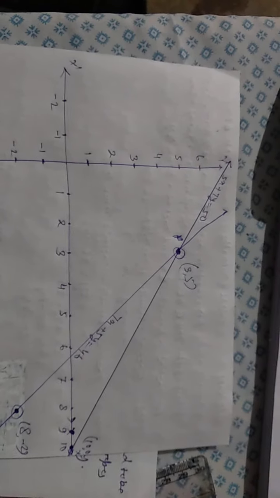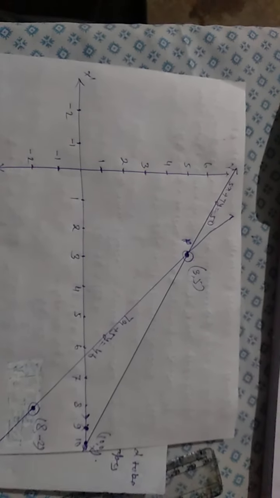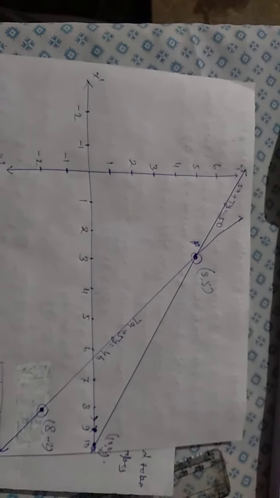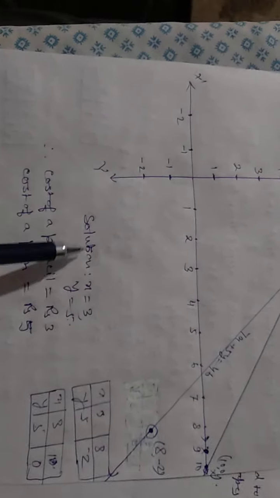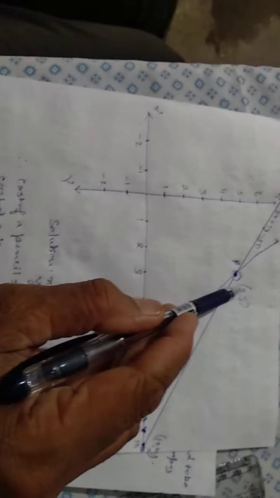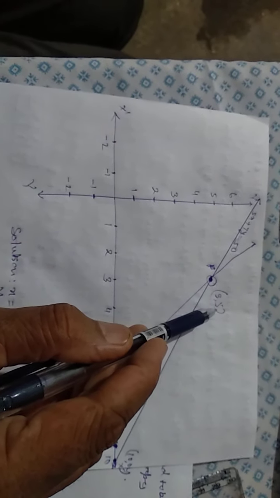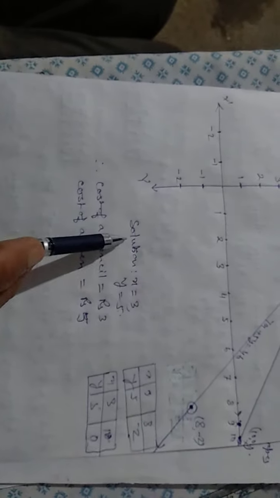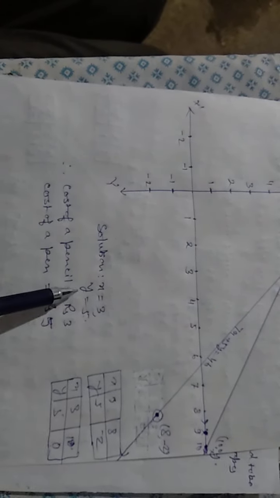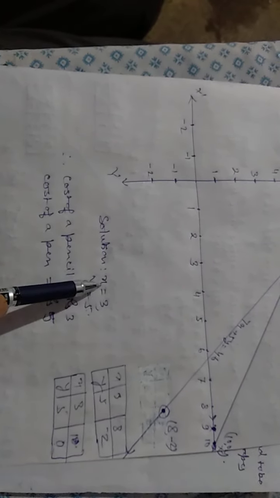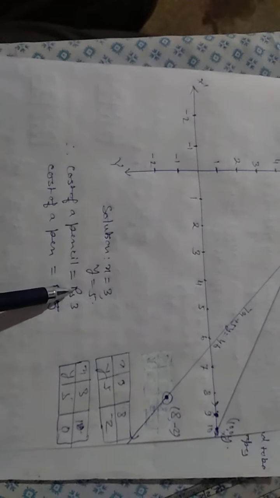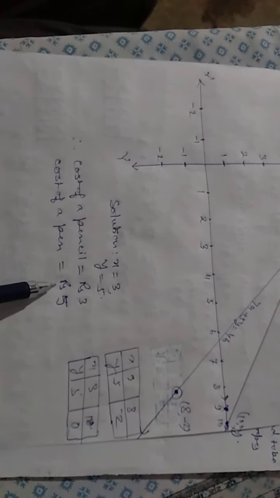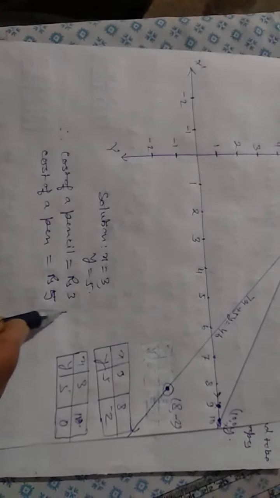Cost of a pencil, it is rupees 3. And y, cost of a pen, is equal to rupees 5. Sorry, this P, the coordinate of this is (3, 5). Therefore, the solution is x equal to 3, y is equal to 5. What is x? Cost of a pencil, it is rupees 3, and cost of a pen, it is rupees 5. This one is the answer.